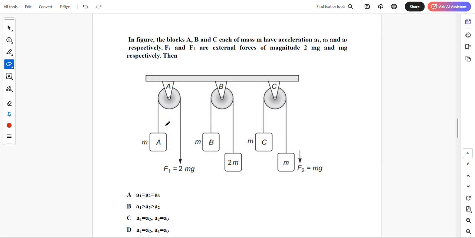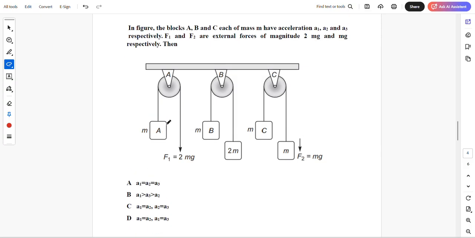Next, now in the figure, blocks A, B and C each of mass m have accelerations A1, A2, A3 respectively. F1 and F2 are external forces of magnitude 2mg and mg respectively. Now where the tension will be here, this is a massless string.